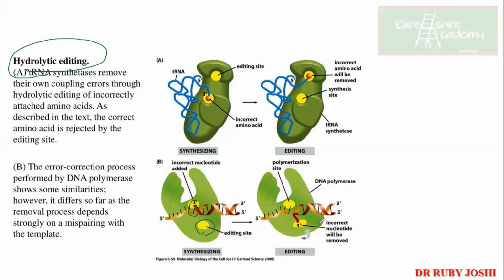The moment the incorrect nucleotide is removed, the 3'-5' exonuclease activity of the DNA polymerase decreases and its 5'-3' polymerase activity increases. Same way over here also. So if by chance an incorrect amino acid gets attached, it will activate its editing site, the hydrolytic editing site, which will make sure that the tRNA is attached with the correct amino acid only. Okay?